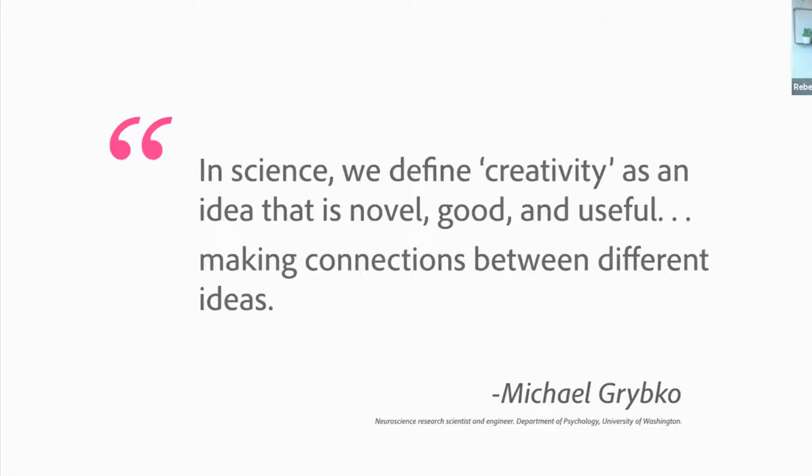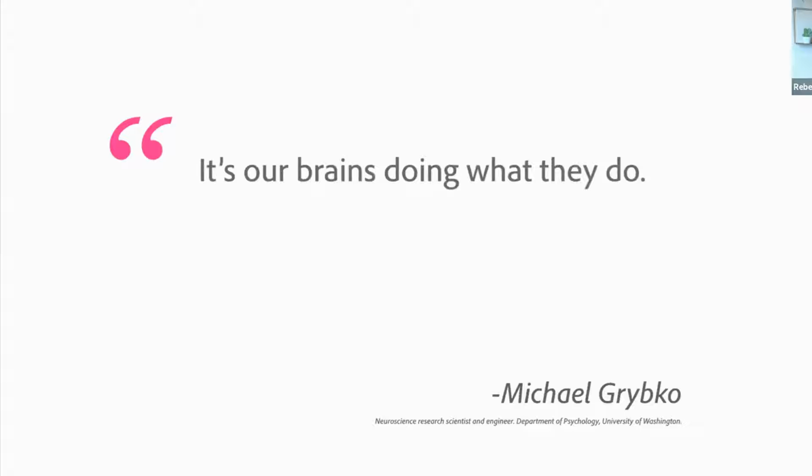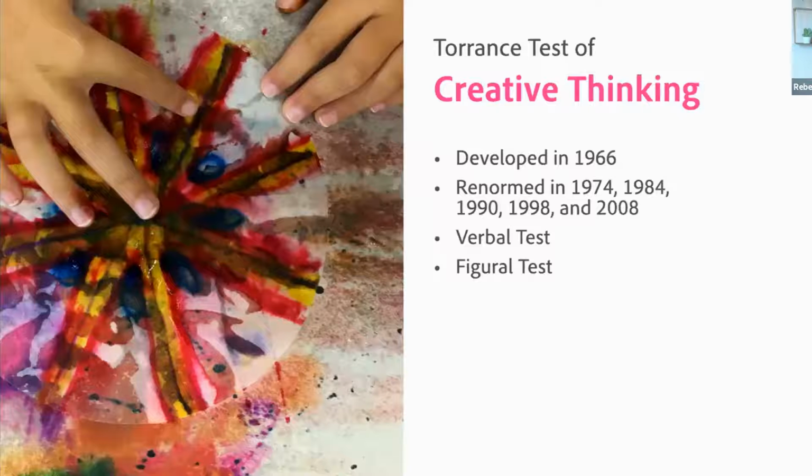And then he goes on to say, and this is the next part that I think is really fascinating, it's our brains doing what they do. That's it. It's just who we are. It's the architecture. It's how we were designed. So everyone is inherently creative. This is what sets us apart from other animals. It's the way our neural pathways have been designed. We're just inherently creative. But it doesn't always come out.